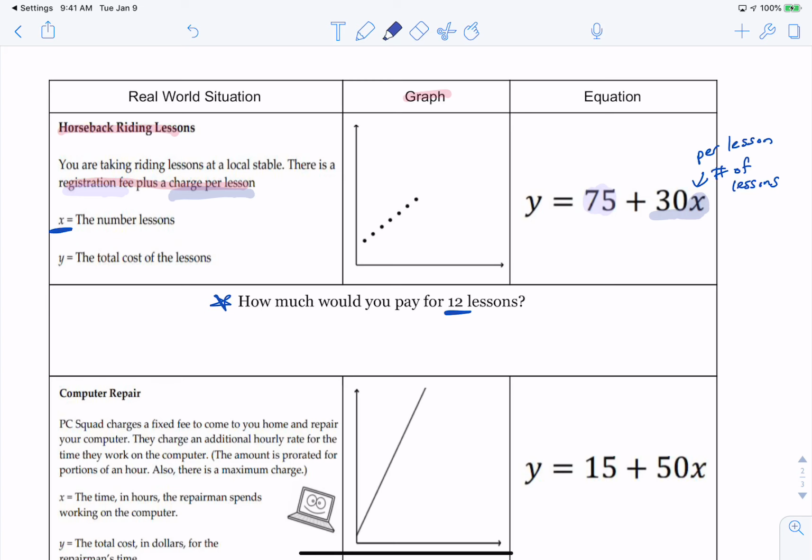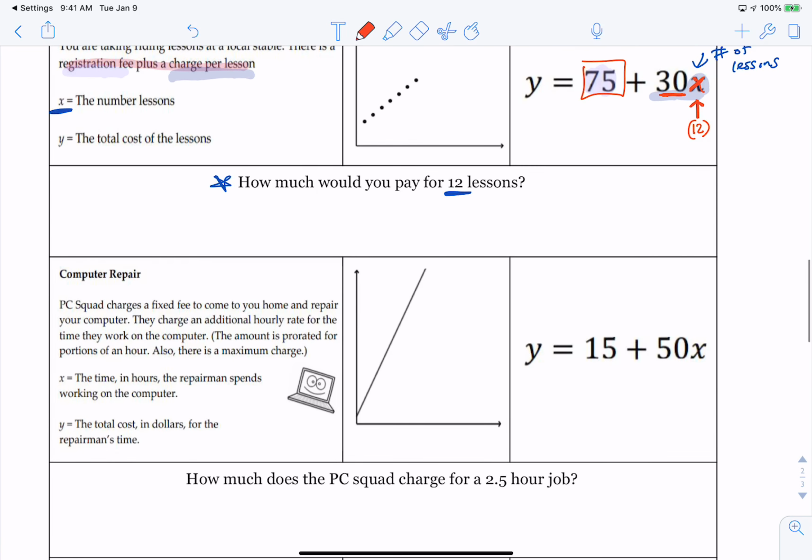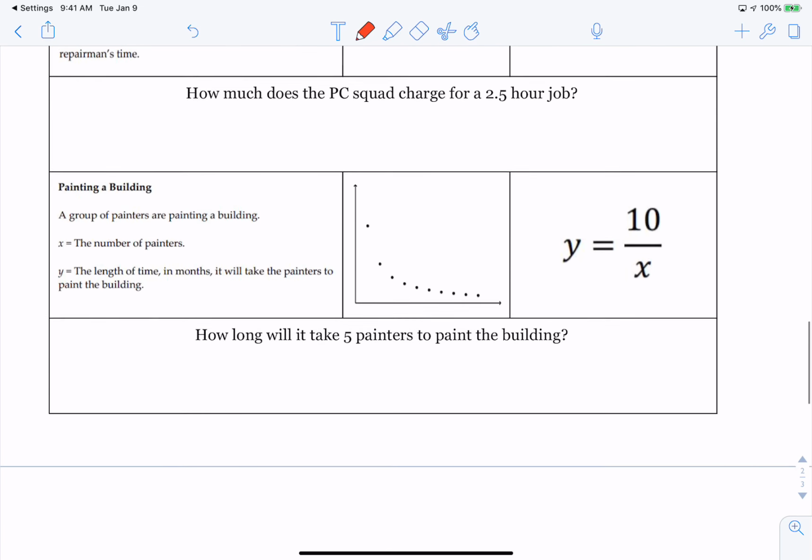I'm not going to give you the answer here, but I'm going to help you know how to set it up. If we want to take these riding lessons, we have to pay the $75 no matter what. And if we're getting a total of 12 lessons, for every lesson we have to pay $30. So our X, our number of lessons, is now going to be 12. We can evaluate this to get the total amount of money that we would spend. You're going to need to apply that for each situation. You have a situation for computer repair with a graph and equation, and same thing with painting a building.